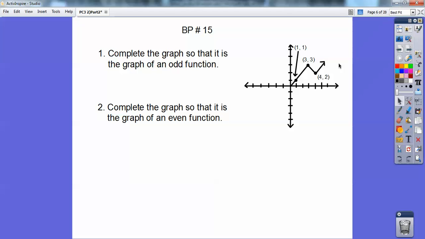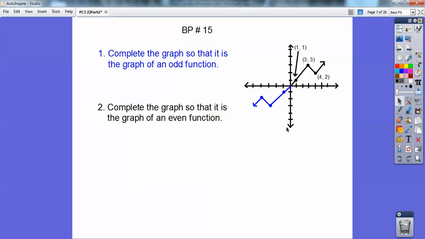So board problem 15, complete the graph so that this graph is an odd function. When it's an odd function, that means it reflects through the origin, you guys. So what you're going to do is just negate these numbers. This would be -1, -1, -3, -3. This would be -4, -2. So when I graph all of those, it would graph something like that. So there is an odd function, reflected through the origin right there.